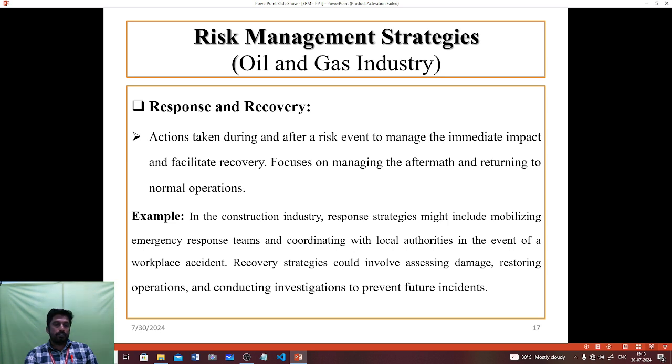Next one is response and recovery. These are the actions that happen during or after the risk event to manage the immediate impact and facilitate the recovery. The focus is on managing the aftermath and returning to normal operations. First we accept the response and then give some recovery: the way to recover from the risk, to identify the risk, manage the immediate impact and facilitate the recovery. Let me give an example in the construction industry. Response strategies might include mobilizing emergency response teams and coordinating with the local authorities in the event of a workplace accident. The recovery strategy could involve assessing the damage, restoring operations and conducting investigations to prevent future incidents. So from these response and recovery activities, we can reduce these incidents.